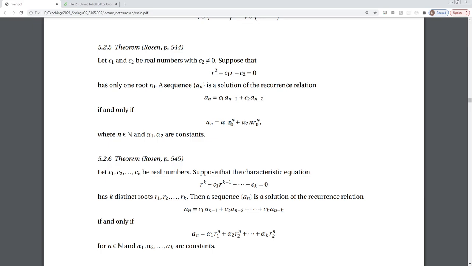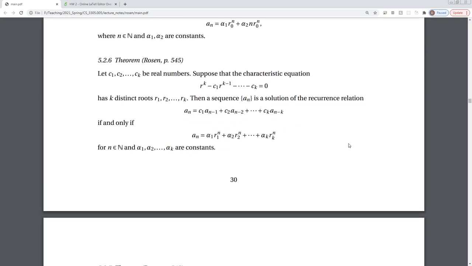So before we had alpha 1 times the first root to the n, and alpha 2 times the second root to the n. But now because the roots are repeated, these would collapse into a single term, but the laws of solving these recurrence relations don't allow that to collapse. And so the correct way to adjust for repeated roots is you have alpha 1, that first constant, times the root to the nth power, and then the second summand is alpha 2 times n times r0 to the n. And n is some natural number, right? That's our integer input into the function, and alpha 1 and alpha 2 are constants.